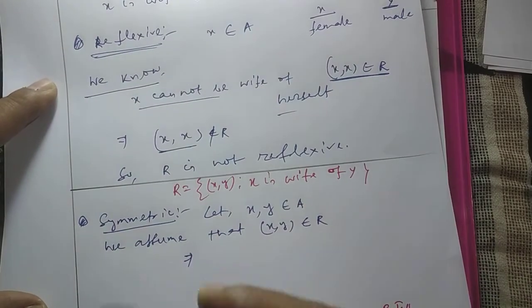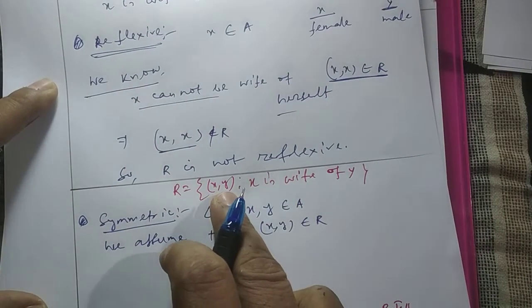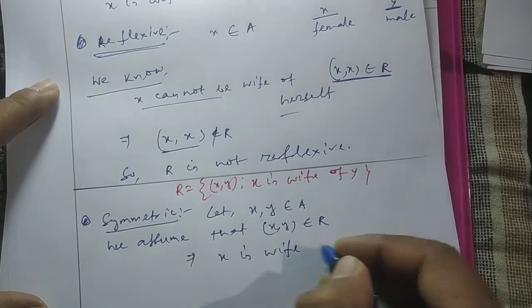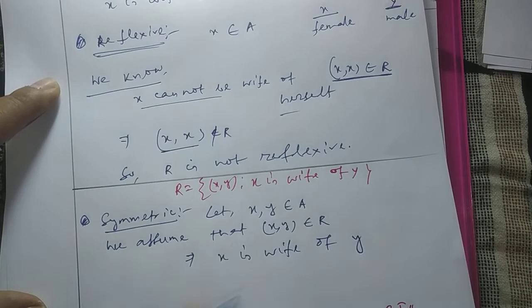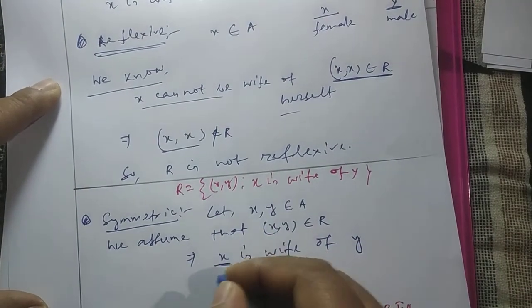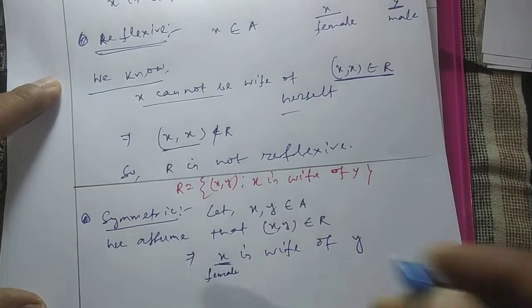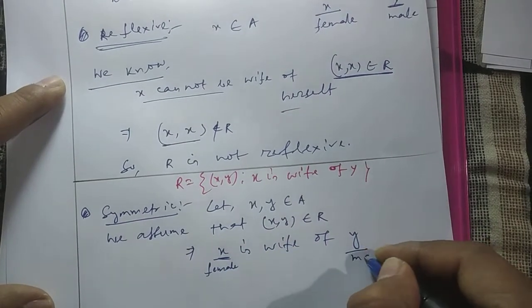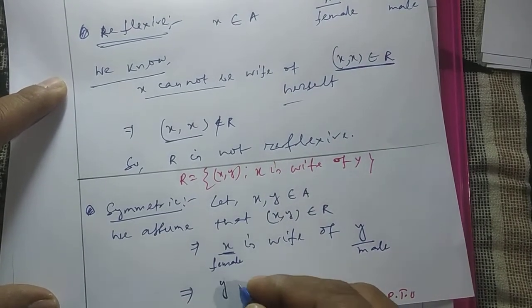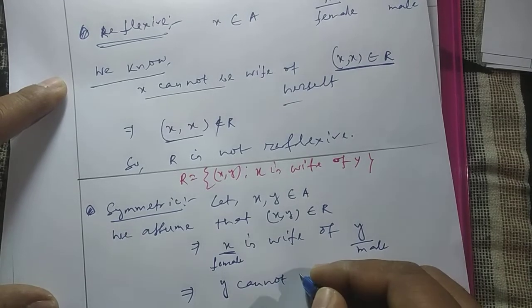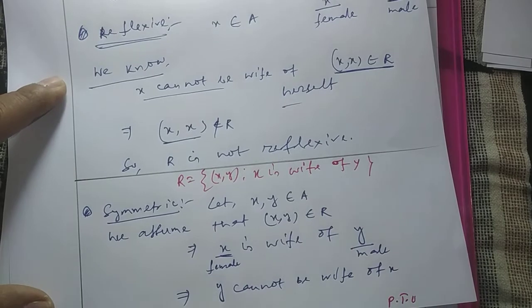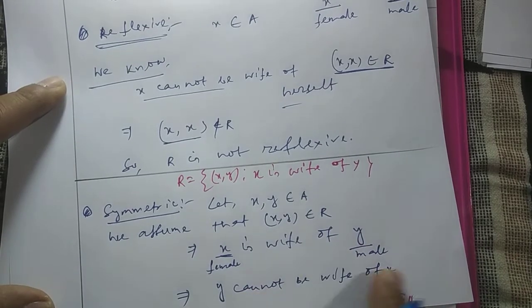Now look at the definition. What is the meaning of (X, Y) belongs to R? It means X is wife of Y. You can say (X, Y) belongs to R means X will be wife of Y. That means it is confirmed X is female, as I said earlier, and Y will be male. So from here you can claim Y cannot be wife of X, because how will Y be wife of X? Because Y is the male.